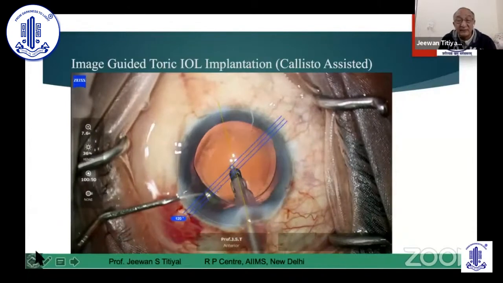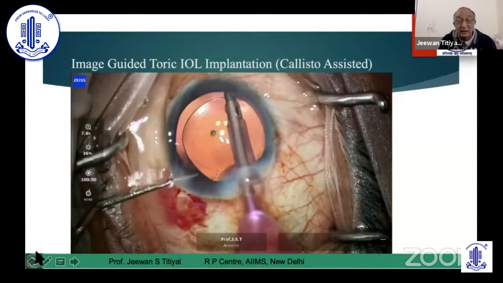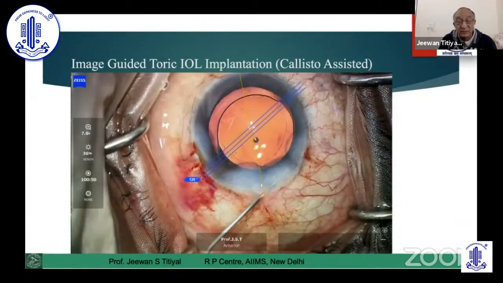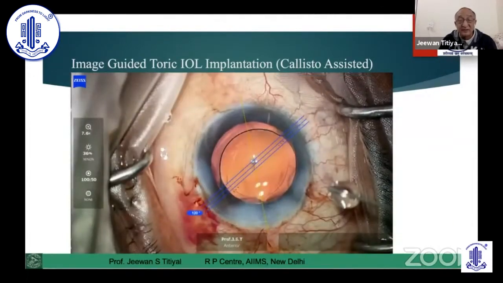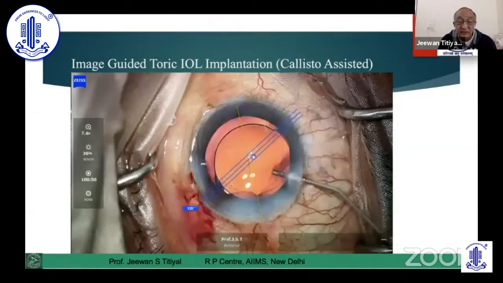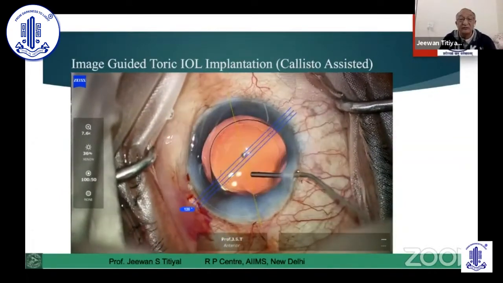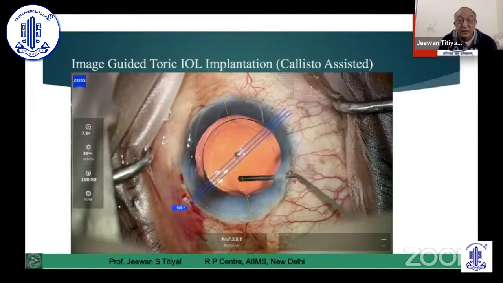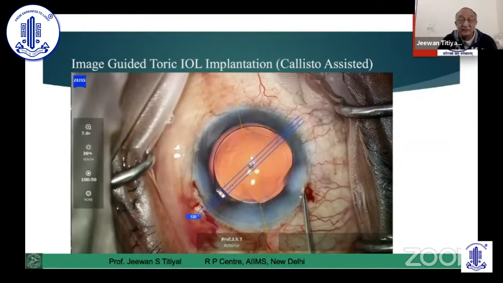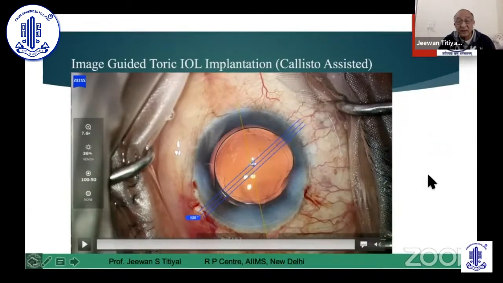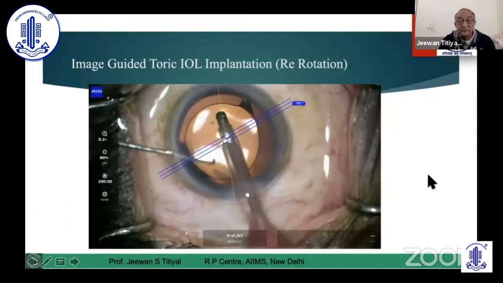Always keep the lens a little away from the central area, anti-clockwise, hydrate the wound, make the chamber stable, then just tuck the lens to get these three dots in the lens to align with the center line of the Callisto images. You can see nicely centered images with the line. So this will effectively improve the outcome for your patients.